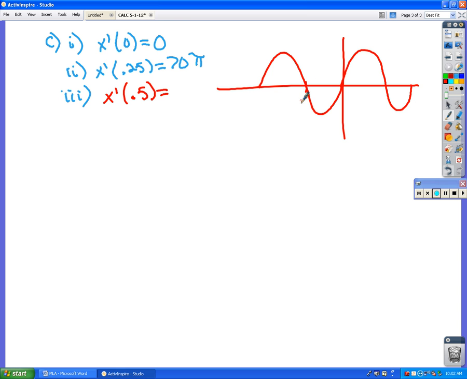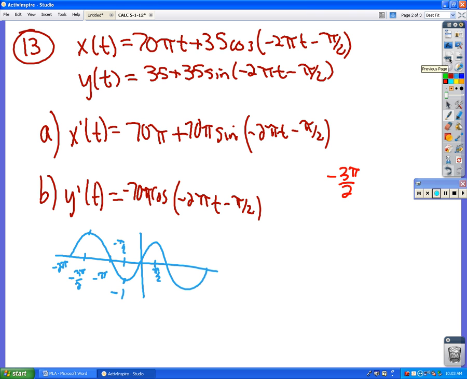So here's negative pi, and here's negative 3 pi over 2. So that's going to be 1. So this whole thing comes out to be 1. And so 70 pi plus 70 pi is 140 pi.